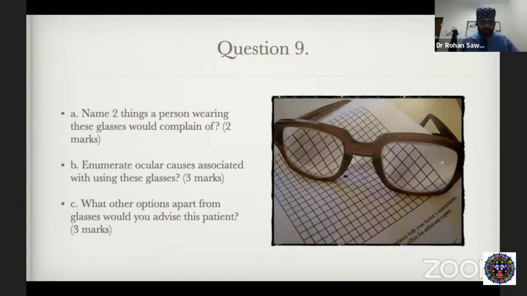Now, enumerate 3 ocular causes associated with using these glasses. Why is this patient wearing these glasses? What could be wrong with him? So one thing that comes to the mind straight away is he's probably had surgeries and is left aphakic. Or he's a born high hypermetrope. Or another interesting thing is he could have a lens dislocation, either traumatic or non-traumatic, where he's more usefully using the aphakic portion. Does anything come to your mind?